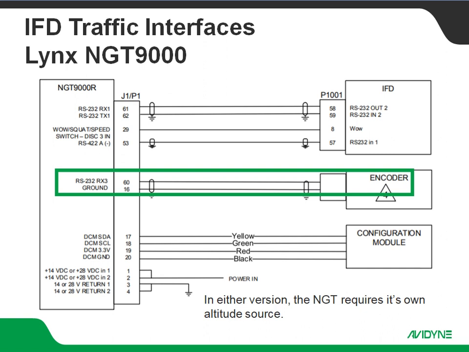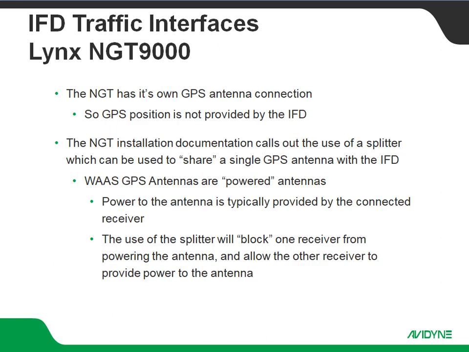In either version of the NGT, whether you're doing the panel mount or the remote mount, the NGT does require its own altitude source. That will not be provided by the IFD. It needs to have its own dedicated altitude source. And it should also be noted that the NGT has its own GPS antenna connection. The IFD is not providing GPS data to the NGT either, whether that's panel mount or remote mount.